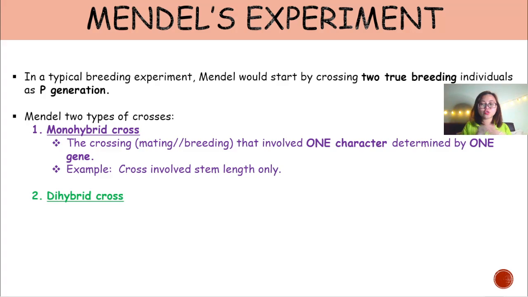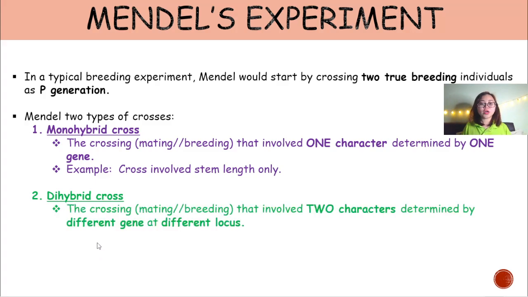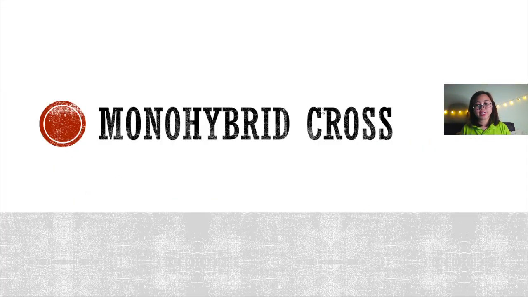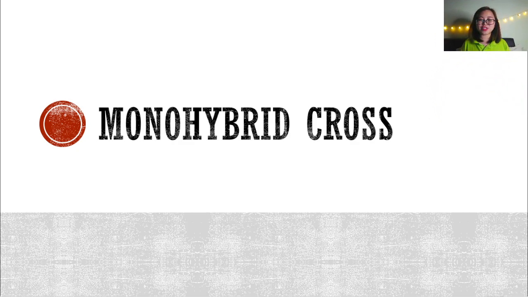For monohybrid cross, we only look at whether the plant has tall stem or dwarf stem. In a dihybrid cross pula, it will be the crossing that involves 2 characters determined by 2 different genes at different locus. For example, it involves color of flower and stem length. So kita tengok 2 ciri-ciri pada masa yang sama. Okay, so let us go into the very first type, which is the monohybrid cross.